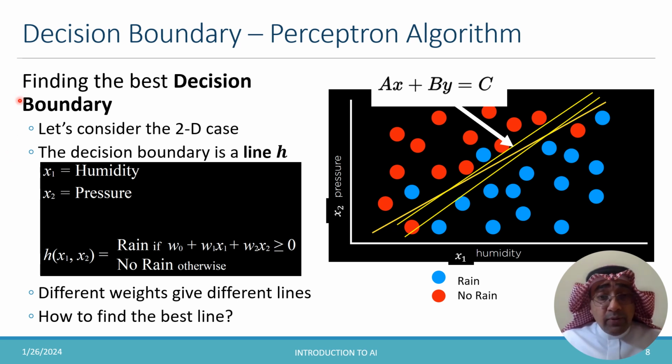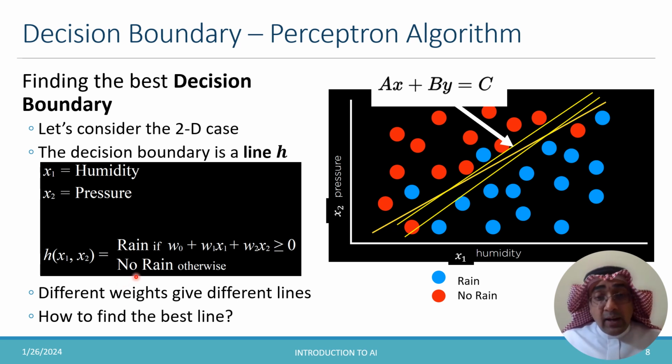Okay, so we want to find a decision boundary. So in the 2D case, what we have is x1 and x2, which are the humidity and the pressure. And what we want is a function, okay, this is a hypothesis function. So we basically want to give it the x1 and x2, and we want it to tell us, is it going to rain or is it going to not rain?